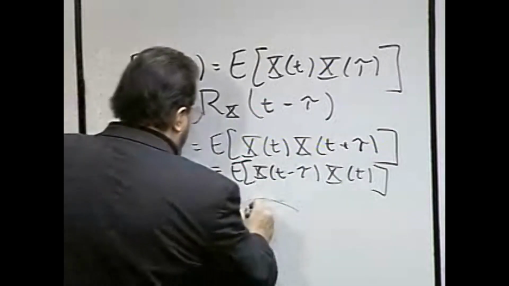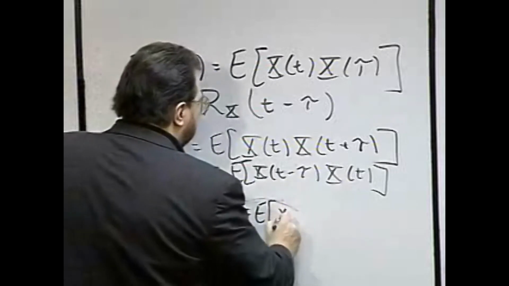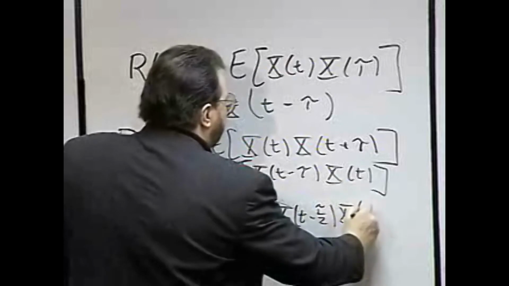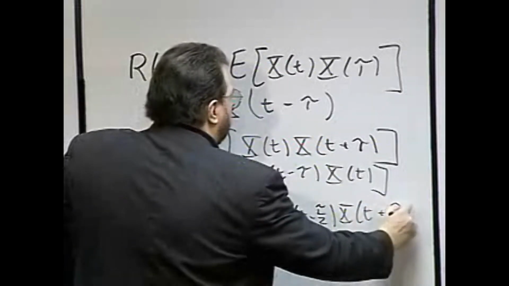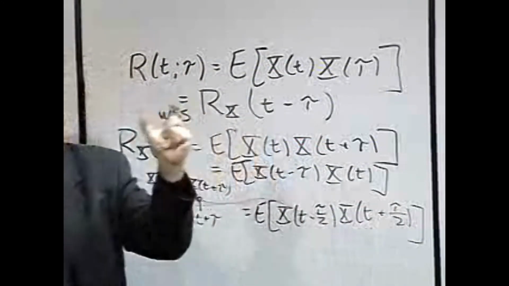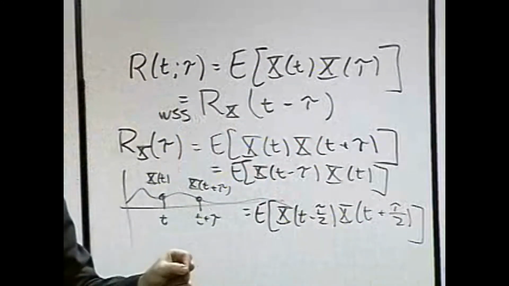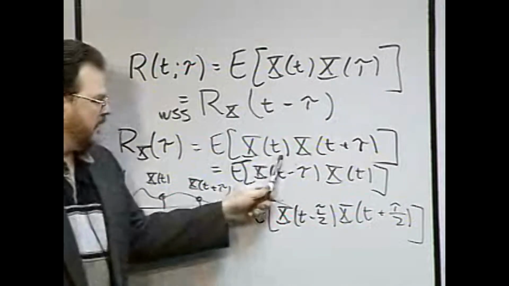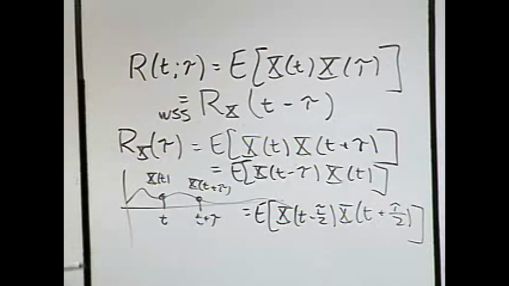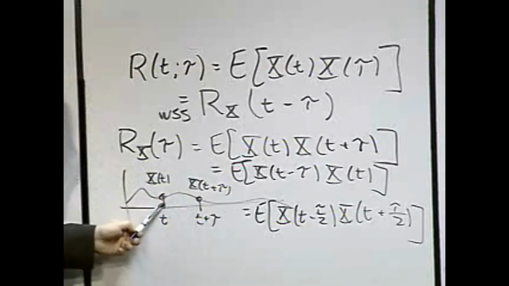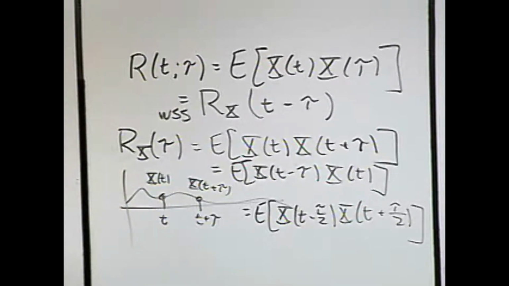Or you could write it as the expected value of x of t minus tau over 2, x of t plus tau over 2. Some people like this formula because it's much more symmetric. But isn't the distance between these tau? That's all that we require in the expected value. So all of these are equivalent. You might ask, well, where did the t variable go? You got a t over here, but you don't get a t over here. Well, that t disappears because of the stationarity. It doesn't matter where we start measuring the autocorrelation. The only thing which is important is the interval between them.